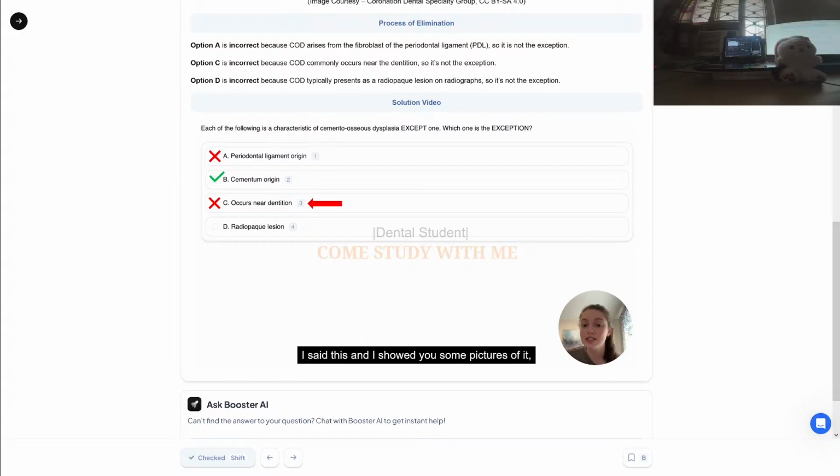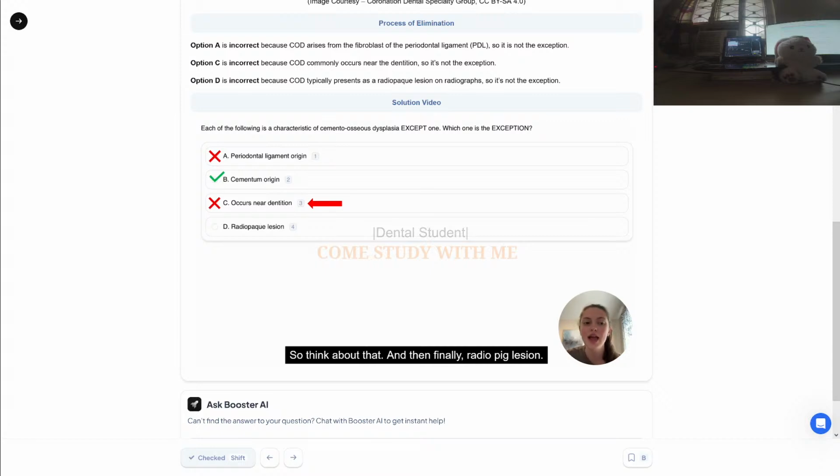Occurs near dentition, I said this, and I showed you some pictures of it. It's going to be around the teeth, and remember, I said the teeth always remain vital, so that was kind of another important clue that, if the teeth are remaining vital, then obviously they're located by the teeth. These lesions are located by the teeth, and especially some of those images that I showed, they were right near the apices, so it does occur near the dentition. And you need to be near the dentition if it's going to be stemming from the PDL space. I mean, think about that. That makes sense. If it's coming from your PDL space, you kind of need to be around teeth to be stemming from your PDL space.